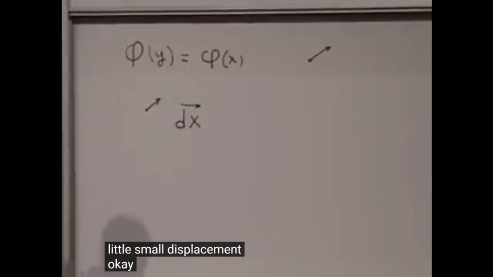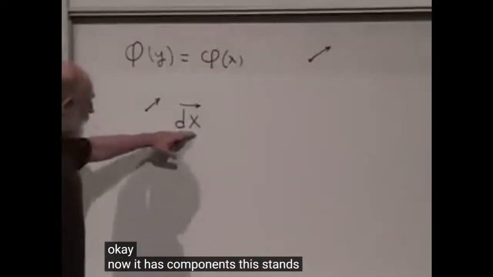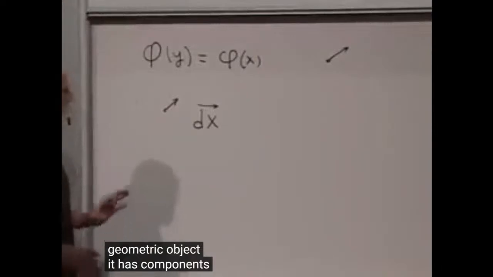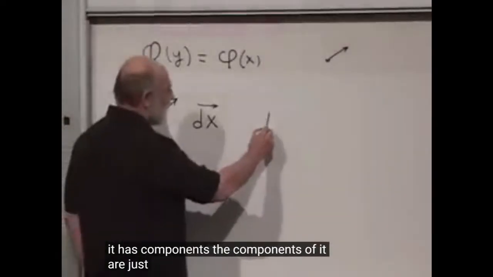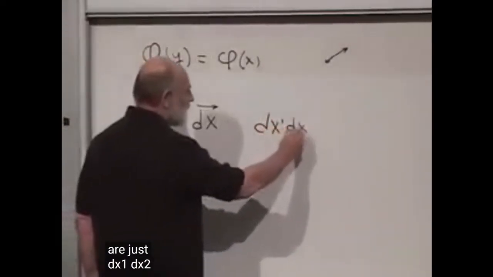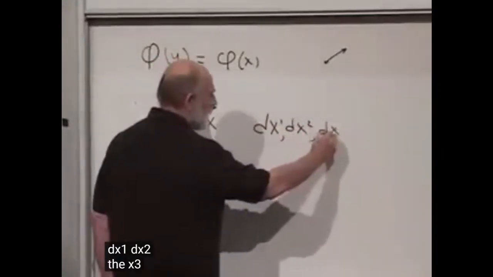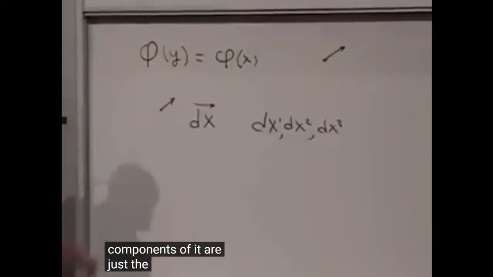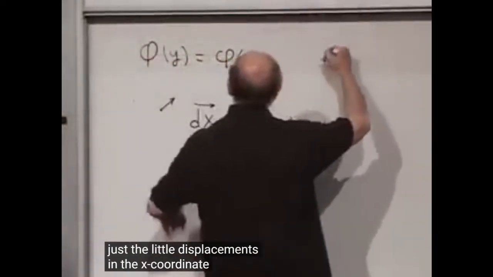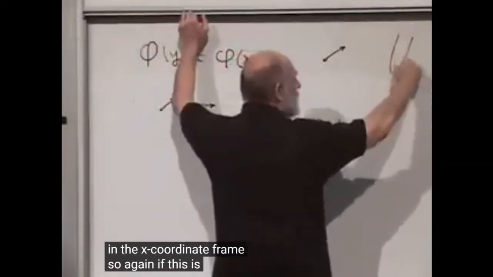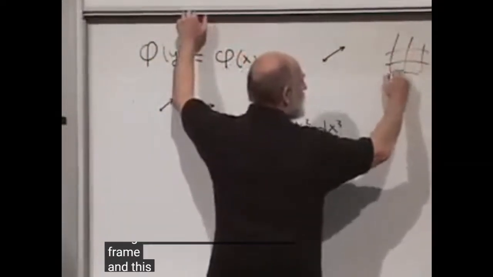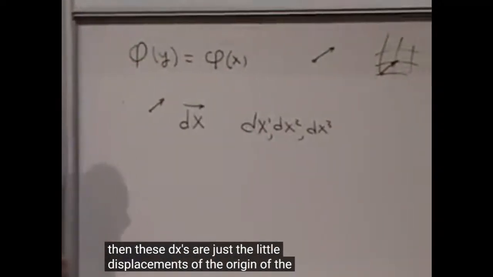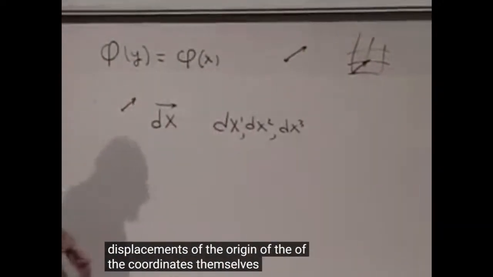Okay. Now, it has components. This stands for the vector itself. The vector itself is a geometric object. The components of it are just dx1, dx2, dx3, and so forth. In other words, the components of it are just the little displacements in the x-coordinate frame. So again, if this is the x-coordinate frame, and this is dx, then these dx's are just the little displacements of the coordinates themselves.